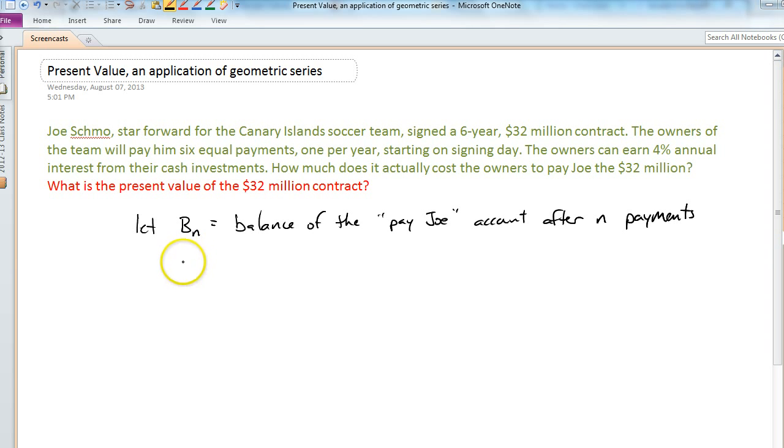And then we're going to say let P equal the unknown initial investment. How much is in that bag of cash that you bring to the bank to say, hey, this is what it's going to take to pay Joe. This is the present value of the $32 million contract.